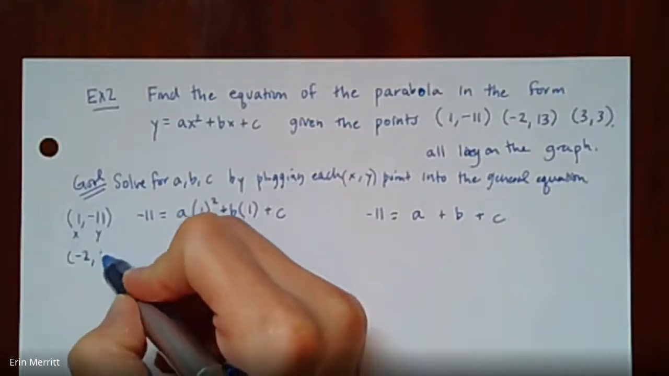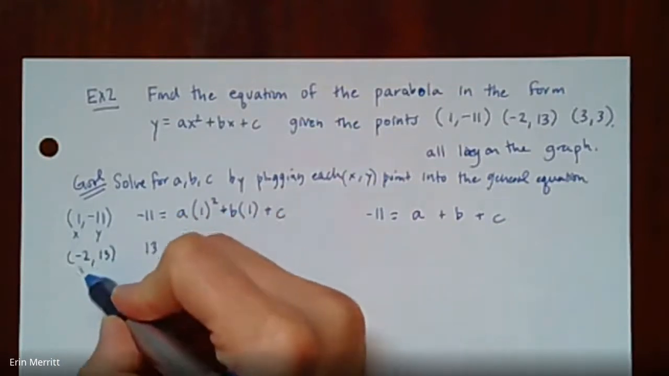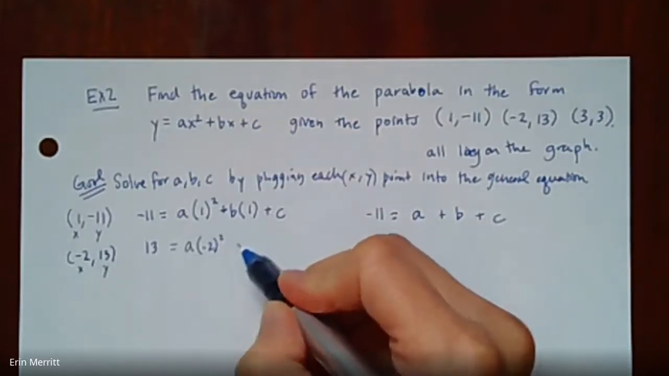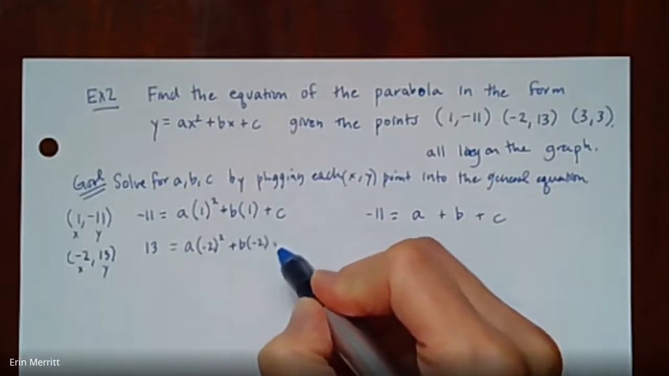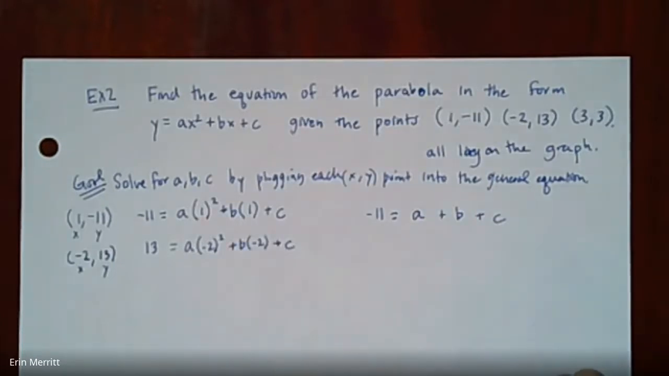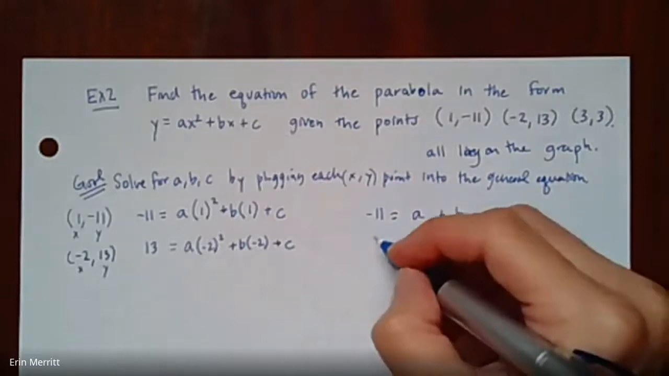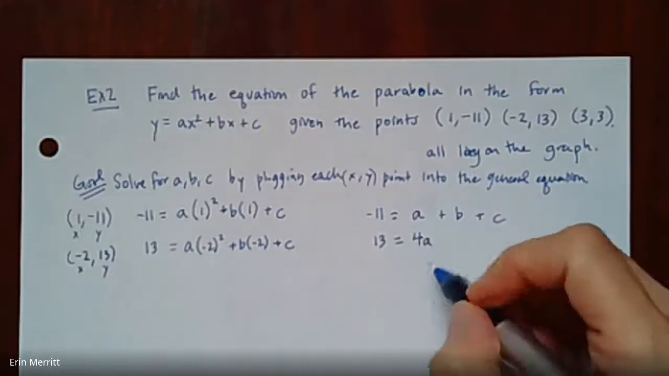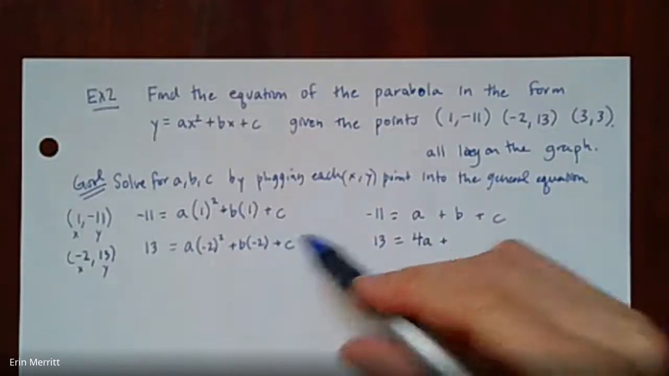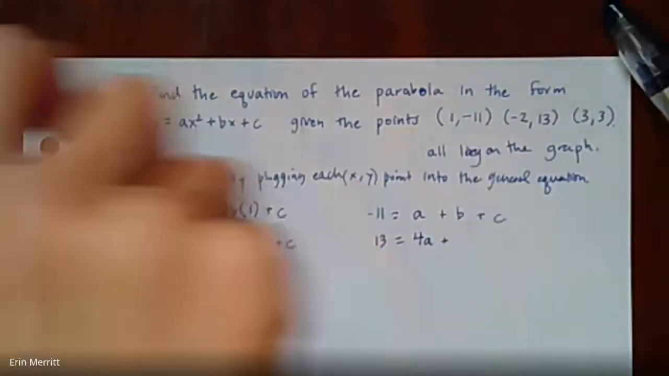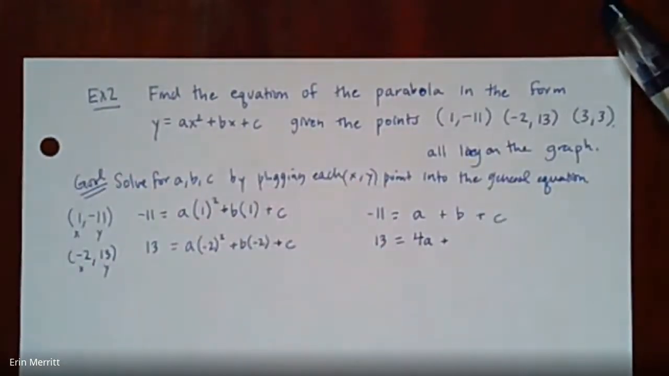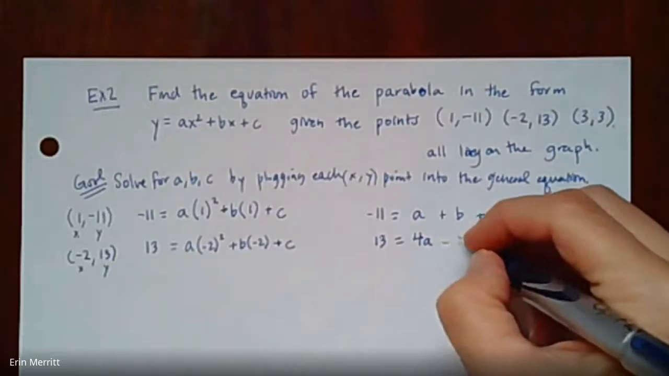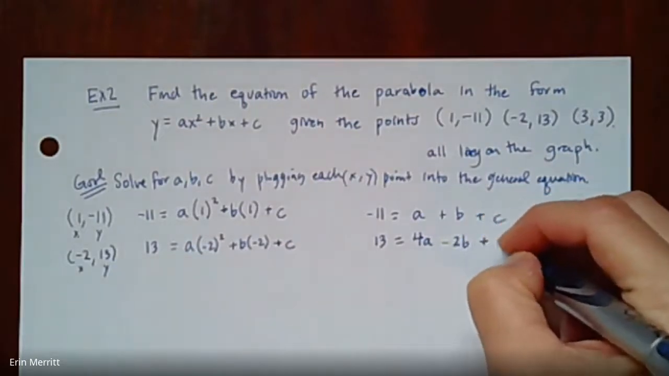So the next point is negative 2, 13. Remember, x, y, so 13 goes on the left. A times x squared plus b times x plus c. When you clean those values up, 13 stays. Negative 2 squared is simply 4, so that is 4a. The product here would be negative 2b. Oops, let me adjust that because I want my equations to look perfect so I don't confuse anybody. All right, so minus 2b and then plus c.